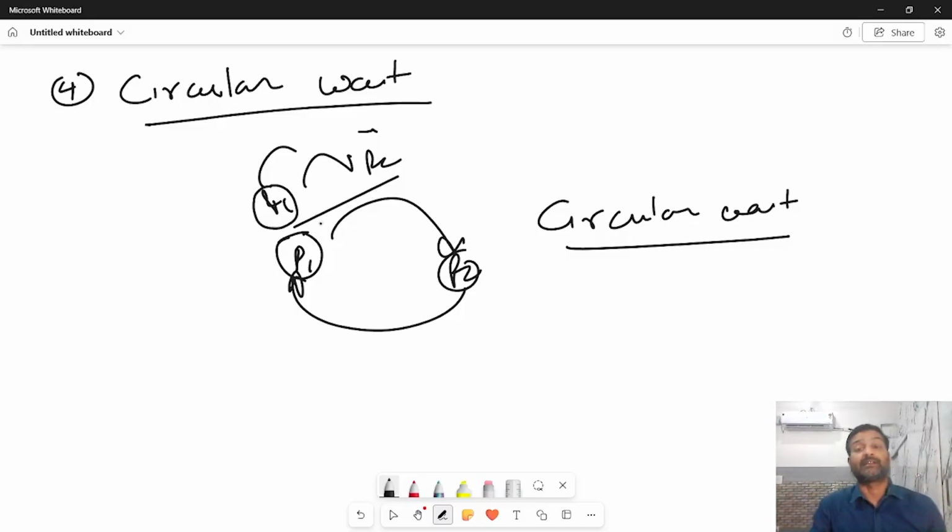That's why it is said that these four conditions are the necessary conditions for deadlock. These four conditions should occur together to cause a system to go into the deadlock state. If there is a circular wait, then there is a deadlock, we say, whenever there is a single instance resource. For multi instance there is a different situation, we will understand. So I hope it is clear to all of you what the various conditions of deadlock are.